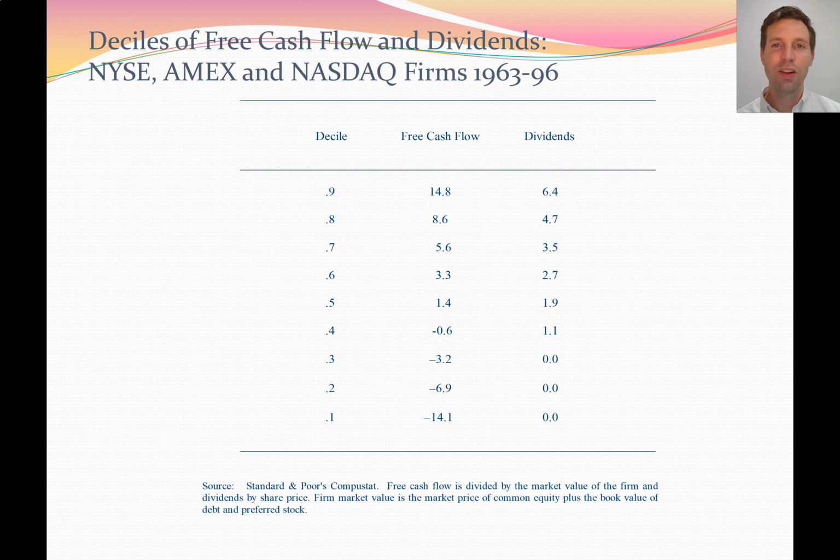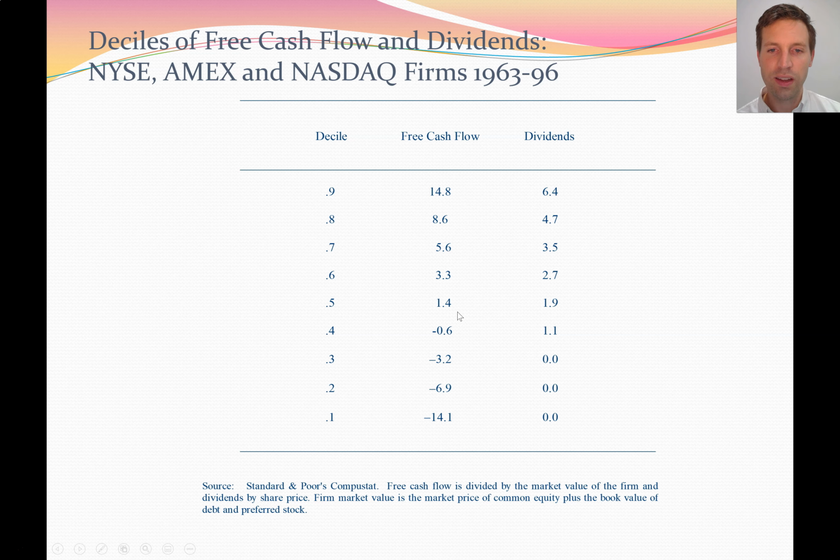So to further illustrate that point, for US listed firms from 1960 to 1996, so a bit of old data, but this trend's probably getting even worse now with the tech firms becoming very popular. We've got deciles, which just means all the companies listed in these markets are grouped into groups of 10%, so the top 10% and the bottom 10%. Firms in the bottom 10% had really significantly negative free cash flow and no dividends. Firms in the top 10% had high free cash flows and high dividends.